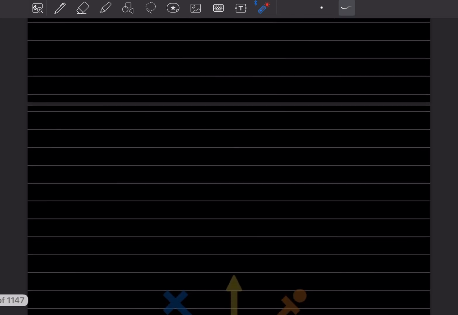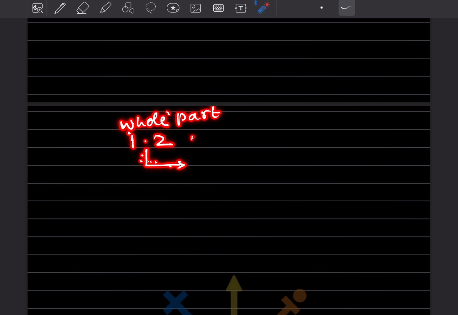So here all of you know the decimal. Suppose I'm writing the number 1.2. So this is called the decimal point. This decimal point divides the numbers into two parts. This is the whole part and this is called the decimal part.